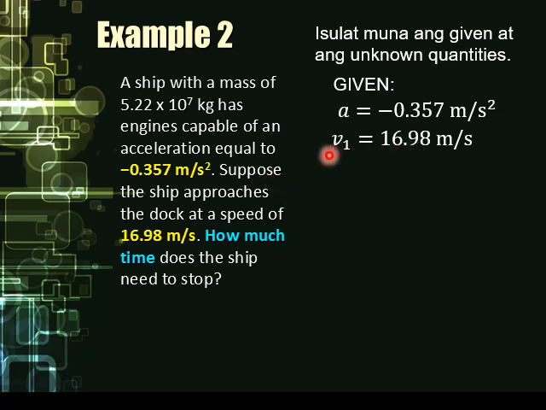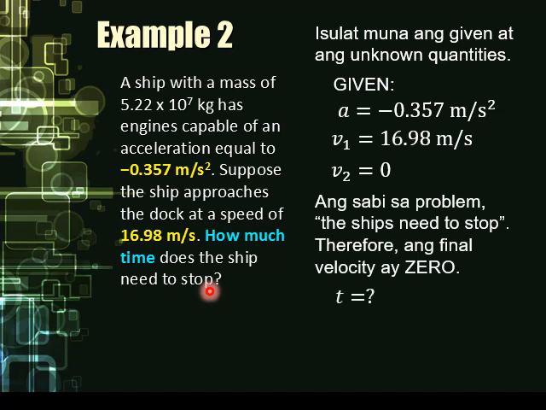So, in this case, meron tayong initial velocity or initial speed na 16.98 meters per second. Okay. So, mapapansin nyo, speed yung given dito, pero di ba yung acceleration is velocity over time? Yes, kaya lang, since dito, in-assume natin na hindi naman kasi nagbago yung direction ng ship. Kaya ibig sabihin, yung value ng velocity niya is parehas din ng value ng speed. And then, yung final velocity natin is 0. Bakit? Kasi sabi dito sa problem, mag-i-stop yung ship. Kaya ang final velocity nun ay 0. So, this time, ang hahanapin naman natin is the time. Sabi dito, how much time?